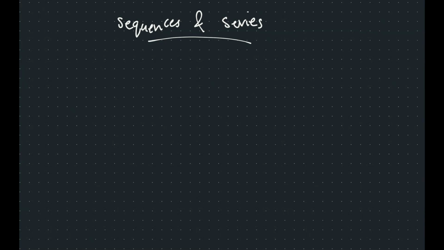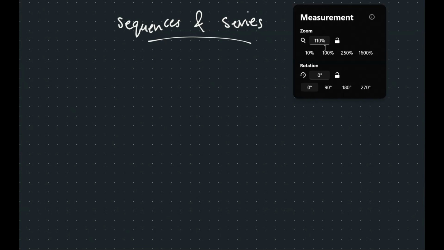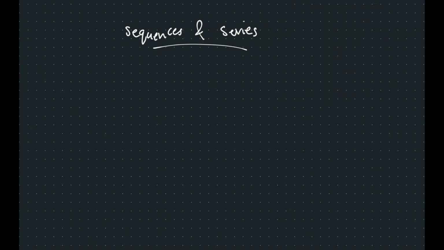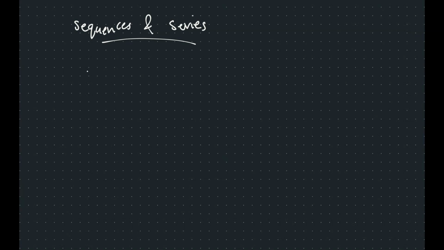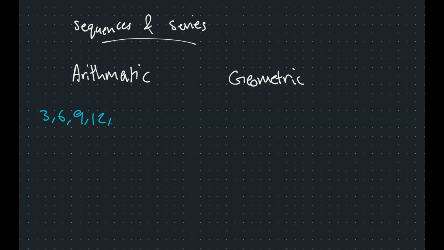Let me zoom out a little bit so it is much clearer. Okay, there are two main types of sequences. The first type is arithmetic, and the second type is geometric. An example of an arithmetic sequence is the following: 3, 6, 9, 12, 15, 18, and so on.